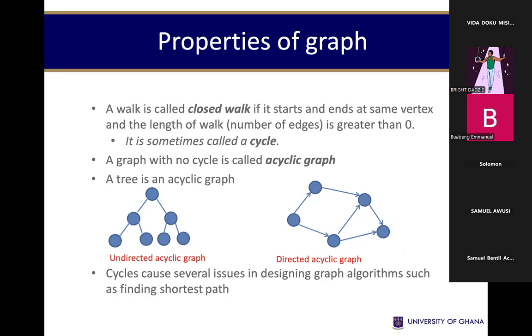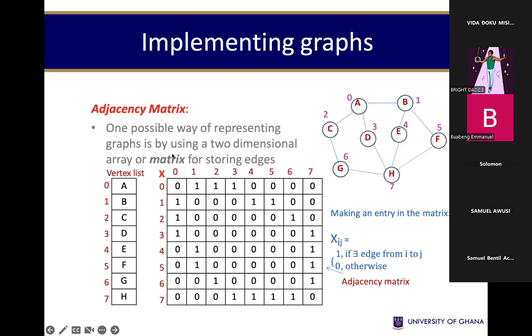Okay. So for the adjacency matrix, there are ways we can look at it in terms of this particular graph. One possible way of representing graphs is by using a two-dimensional array or matrix for storing the edges. That's where the adjacency matrix comes in. The adjacency matrix will help us store the various edges in that particular graph.